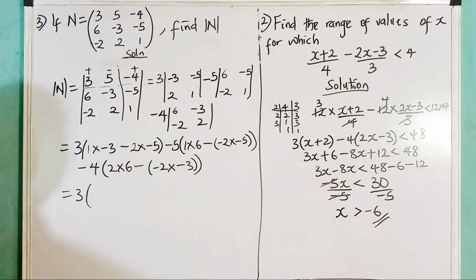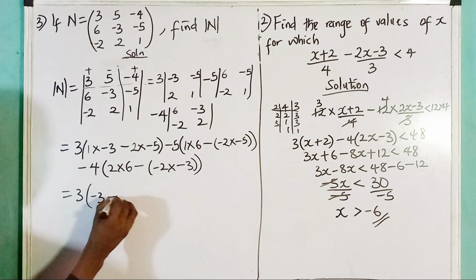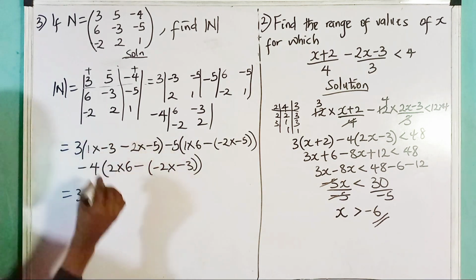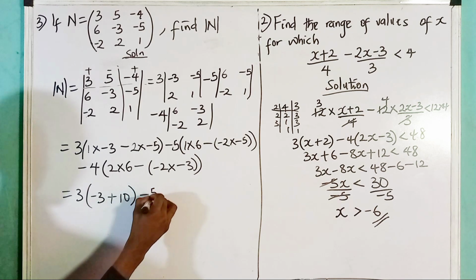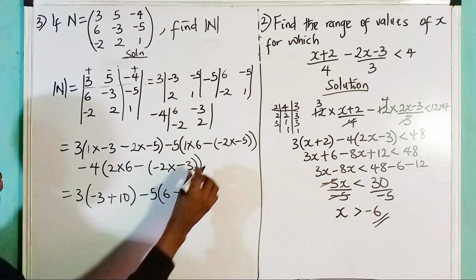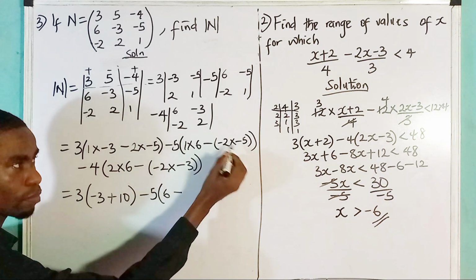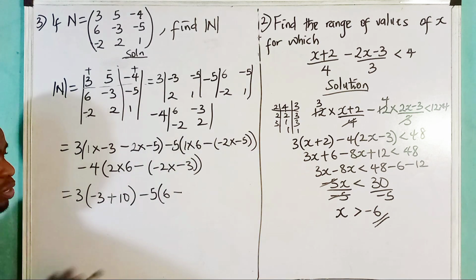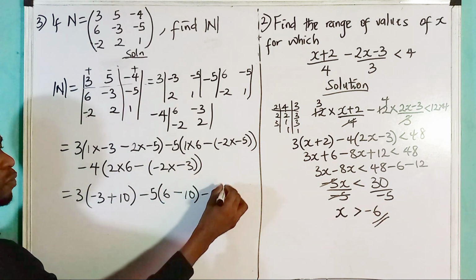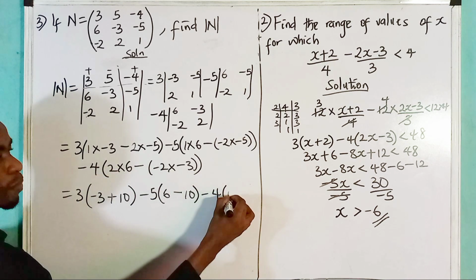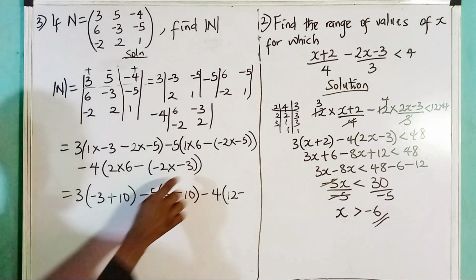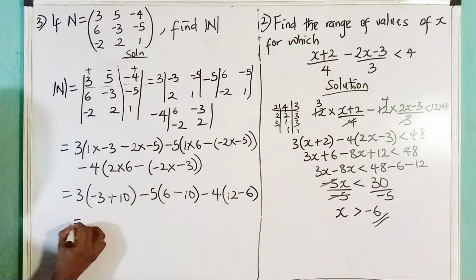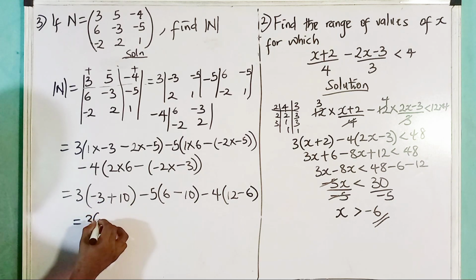So this is 3 into 1 times minus 3 is minus 3. Minus, and 2 times minus 5 is minus 10. Minus 10 times minus is plus. So that's plus 10. Minus 5 into 1 times 6 is 6 minus. Minus 2 times minus 5 is 10, because the minuses become positive. Now, this is now minus 10. Okay? Minus 4 into 2 times 6, 12. Minus 2 times minus 3 is 6. And then we have minus here. That's minus 6. So this is 3 into, minus 3 plus 10 is 7.